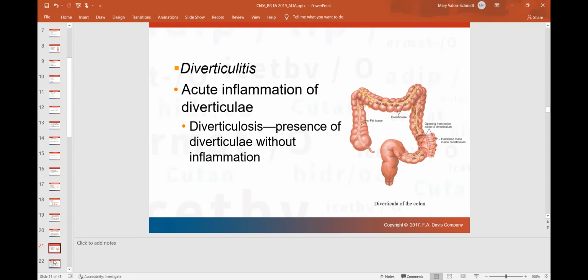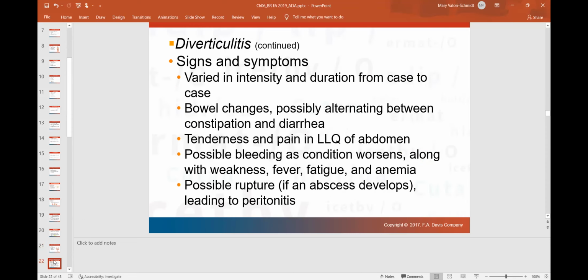Say all that 3 times fast. And signs and symptoms, it depends, usually bowel changes, they'll have like an irritable bowel, constipation, diarrhea intermittently, tenderness, pain in the left lower quad usually. Sometimes they can get bleeding. This is when the condition gets undiagnosed. They can get weakness, fever, fatigue, and anemia because they're losing blood, and it can even rupture. So if the bowel ruptures, peritonitis can occur because all of that fecal matter that's supposed to be in the bowel can leak into the peritoneal cavity. That's bad. It's basically toxic waste.